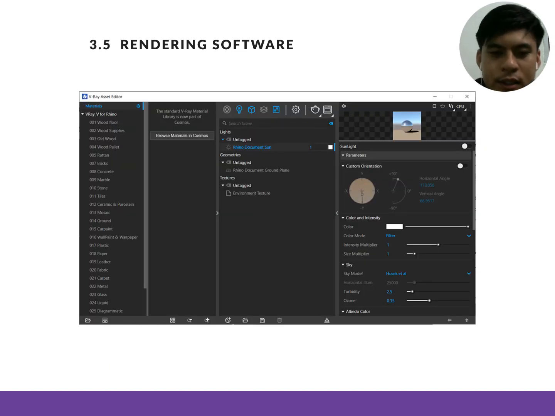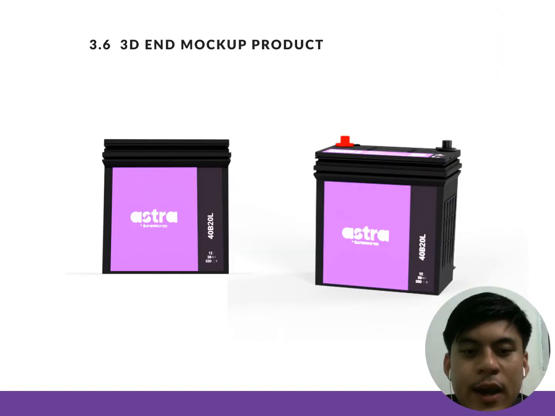Okay, this is also the rendering software that has been considered to use. This is the V-Ray, and one of the tough software to use and need to study more to use this software. Okay, so this is the 3D and mockup product. So as we see, this is for the 40B20L. Okay, we can see the front view, and the isometric view of it.